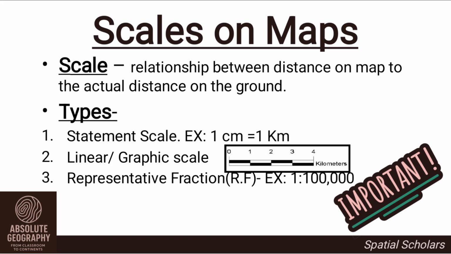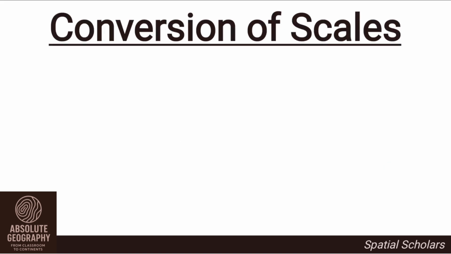For example, when we write 1:50,000, this means 1 unit on the map is equal to 50,000 units on the ground. Now those units can be 1 centimeter is equals to 50,000 centimeters or 1 inch is equals to 50,000 inches. Both the interpretations are correct because RF is a unit-free ratio. Now these scales can also be converted from one to another, and understanding the conversion is very important for board exams also. There are two important conversions.